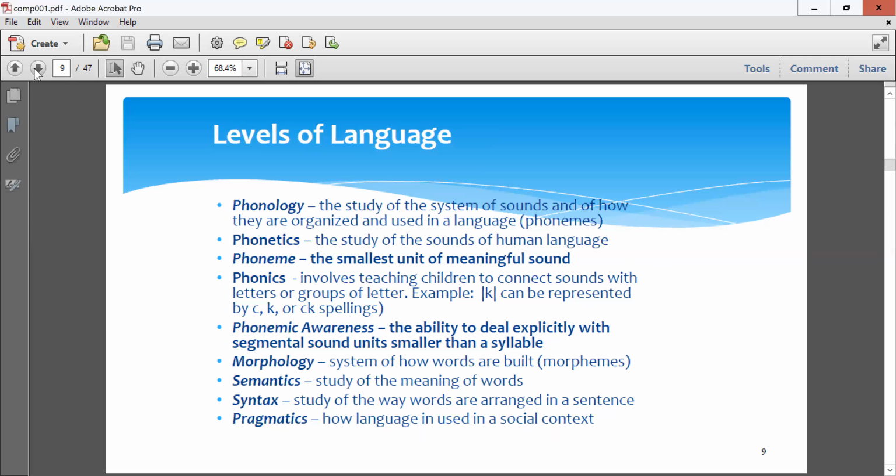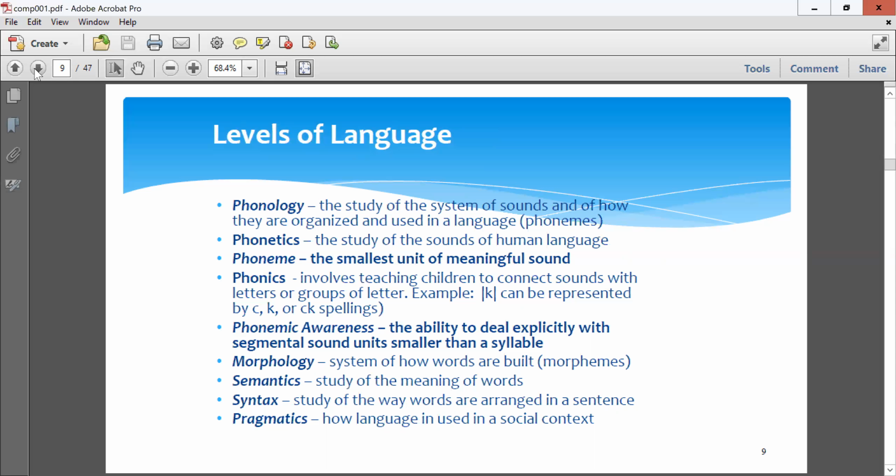With phonology, it's just the study of the system of sounds and how they're organized and used. The smallest unit of sound, or meaningful sound, is a phoneme. And we have phonetics, which is the study of the sounds of the human language. Phonics involves teaching children to connect sounds with letters or groups of letters. For example, the sound k can be represented by various spellings. It can be the letter C, the letter K, or a CK. But the sound is the same and is represented that way.